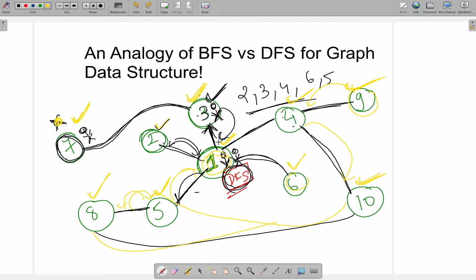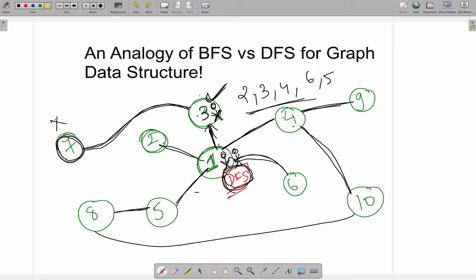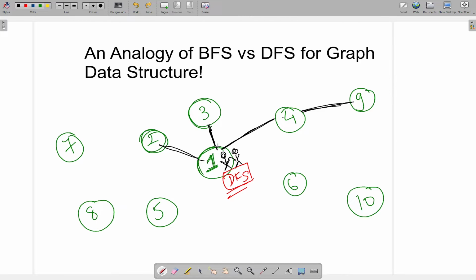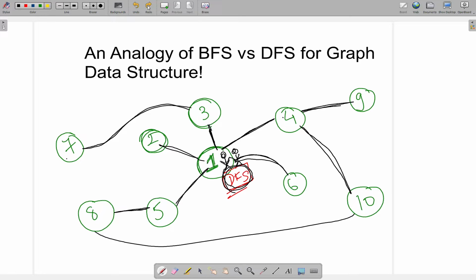Okay, so let me erase all this, and for the same problem, how would BFS approach this problem? Okay, I think I erased too much. Let me put the edges. Cool. So now we are going the BFS route. DFS was given the chance. Let's give a chance to BFS. How does he approach this particular problem?